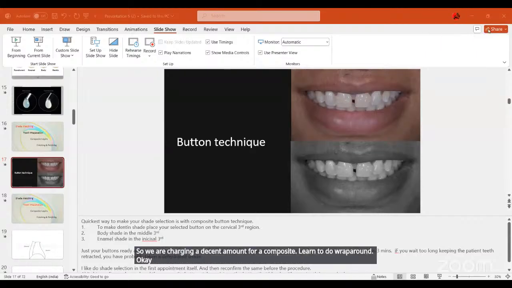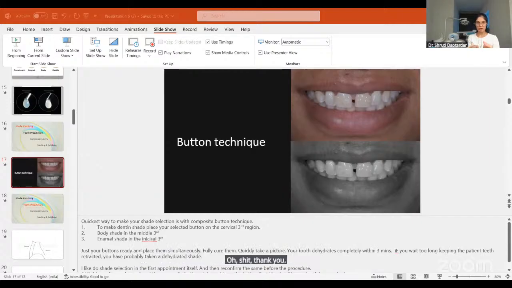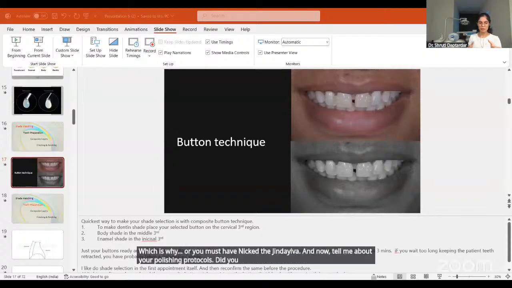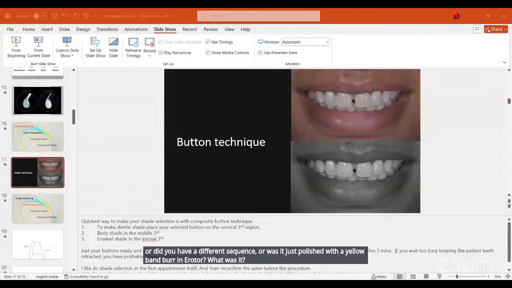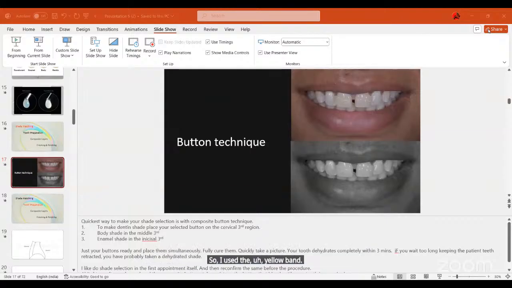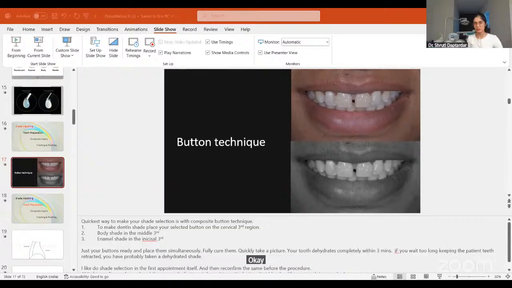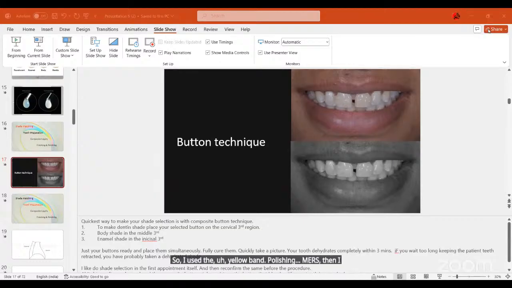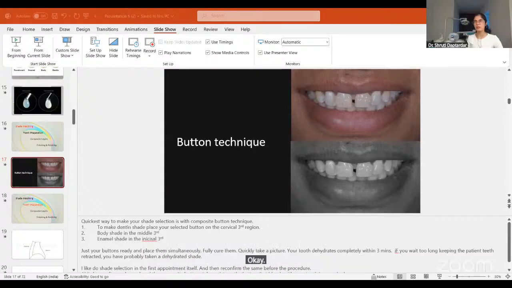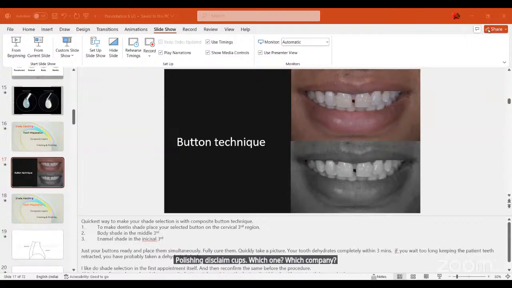So either there must have been some sort of overhang, or you must have nicked the gingiva. Now tell me about your polishing protocols. Did you go with the sequence that we talked about, or did you have a different sequence, or was it just polished with a yellow band burr in a rotor? What was it? I used the yellow band polishing burrs. Then I used the polishing discs and cups. Which company? Shofu.